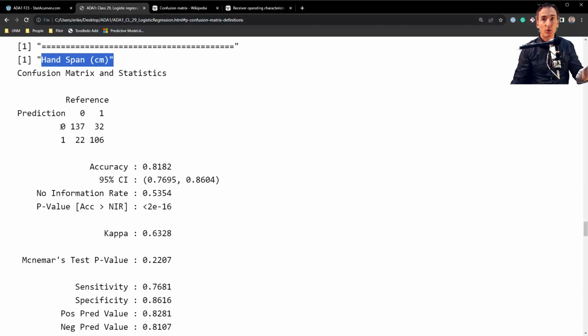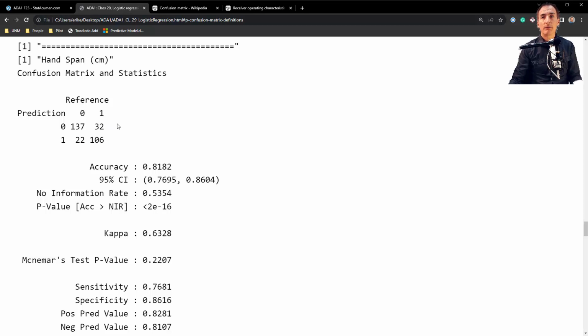Okay, so here's the males. The true males are zeros, and of those, 137 were predicted to be males. Those are correct, and 22 were incorrectly classified as females based on their hand span. Okay, so that's not too bad, right? It got most of them. Similarly, here's females. Of those females, 106 were correctly predicted to be females, and 32 were incorrectly predicted to be males. So again, pretty good, but the error rate was much higher for females in this scenario.